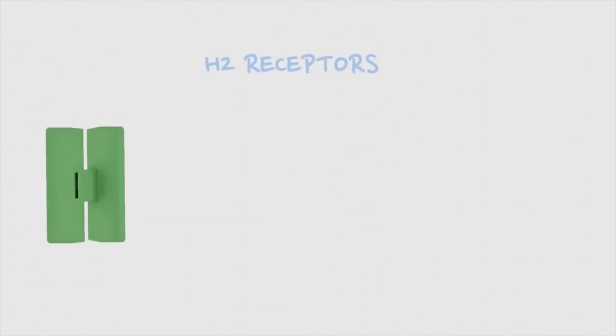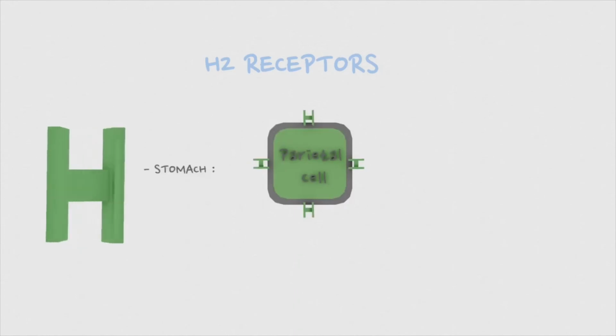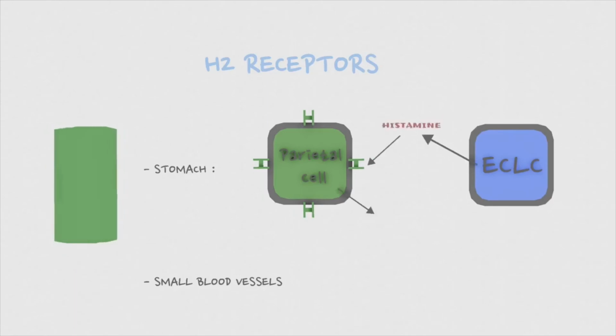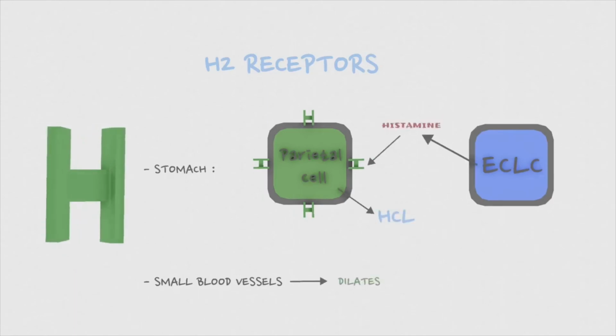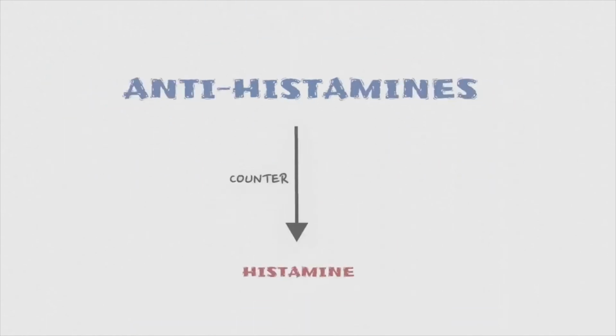H2 receptors are found in the parietal cells of the stomach and in small blood vessels. In the stomach, the binding of histamine stimulates acid secretion by the parietal cells, and in the small blood vessels, it stimulates vasodilation. Antihistamines are drugs used to counter the effect of histamine in the body.